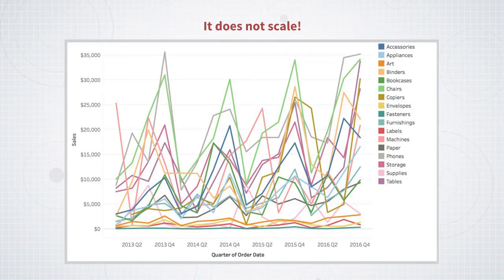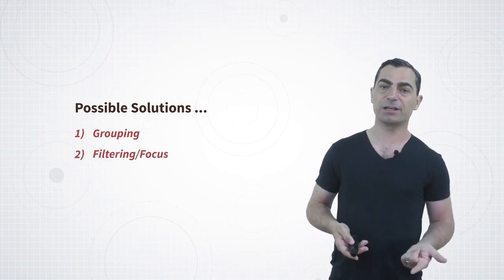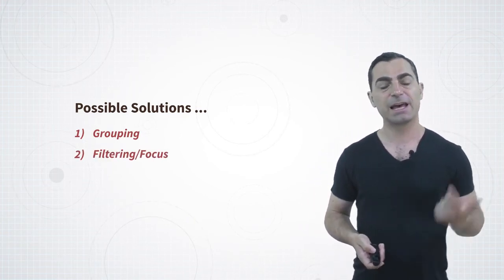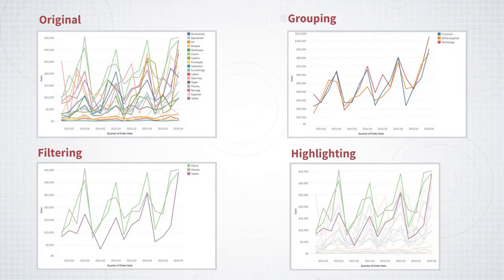So what can you do in this case? I think there are three main classes of solutions. The first one is grouping, the second one is filtering or focusing, and the third one is highlighting. Let me give you an example of these different solutions. The one that you see on the top left is the original one. So the first possible solution is grouping.